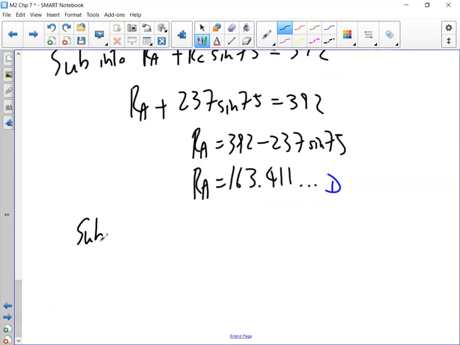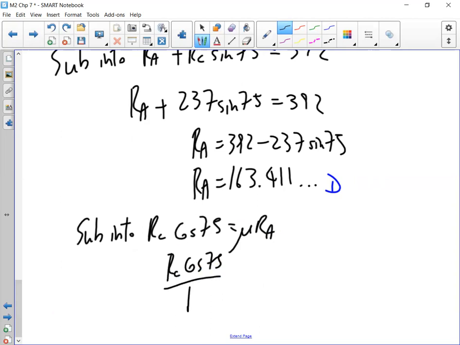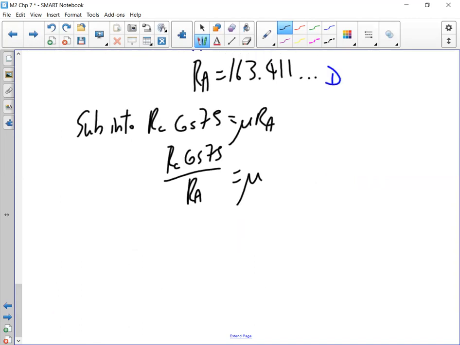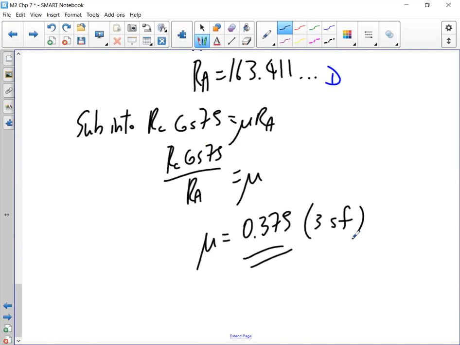Then I can do the last bit, which is to sub into RC cos 75 equals mu RA. If I rearrange it to make mu the subject, RC cos 75 over RA equals mu. So mu now equals, in the calculator, what I would type is, my RC is the C value. So I'll put in the fraction C cos 75 divided by the answer D, because I stored RA in D. You should get 0.375 in 3 SF. This is maybe correct because mu is between 0 and 1. So that's the first scenario.